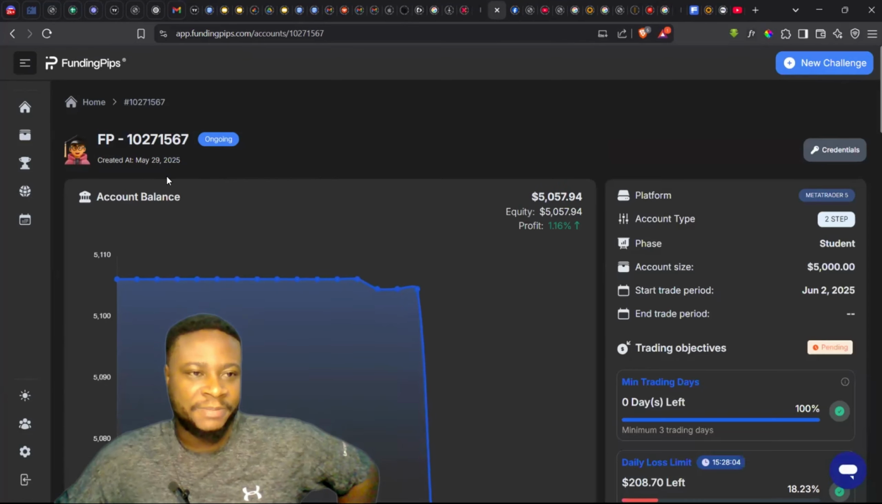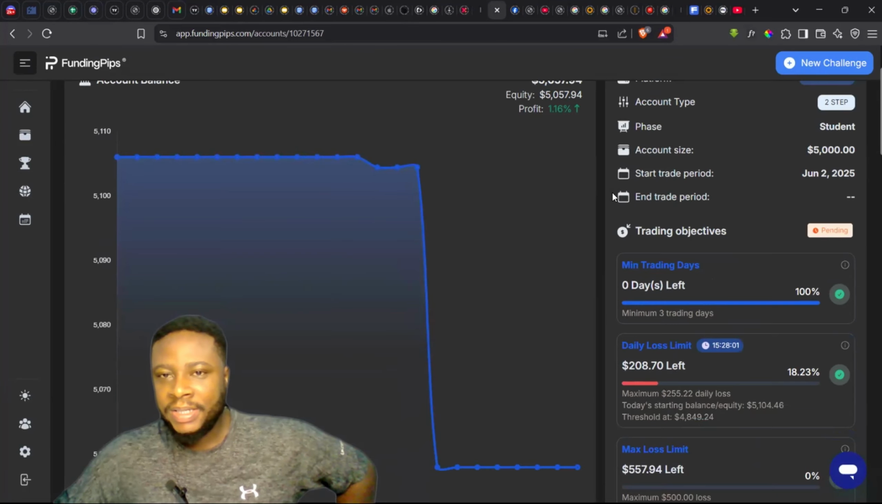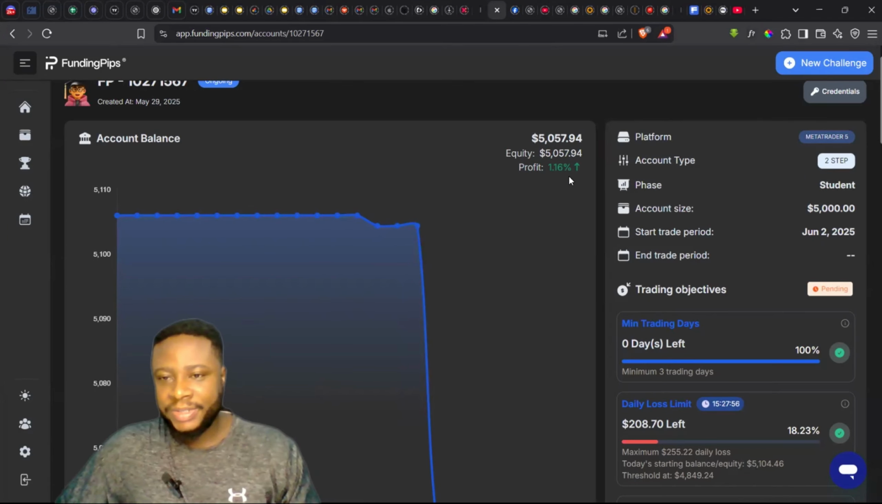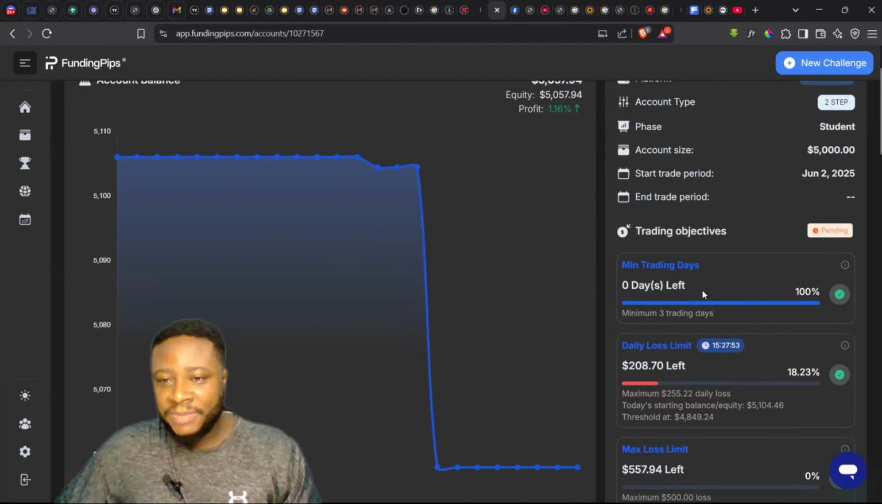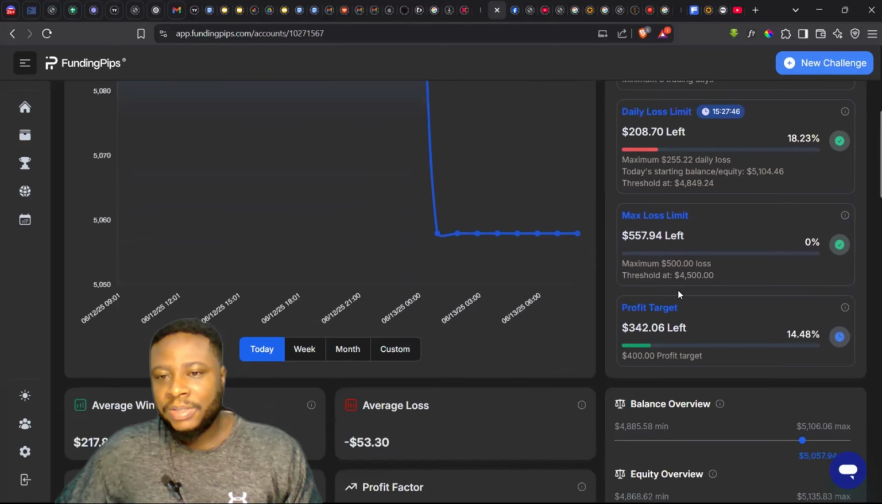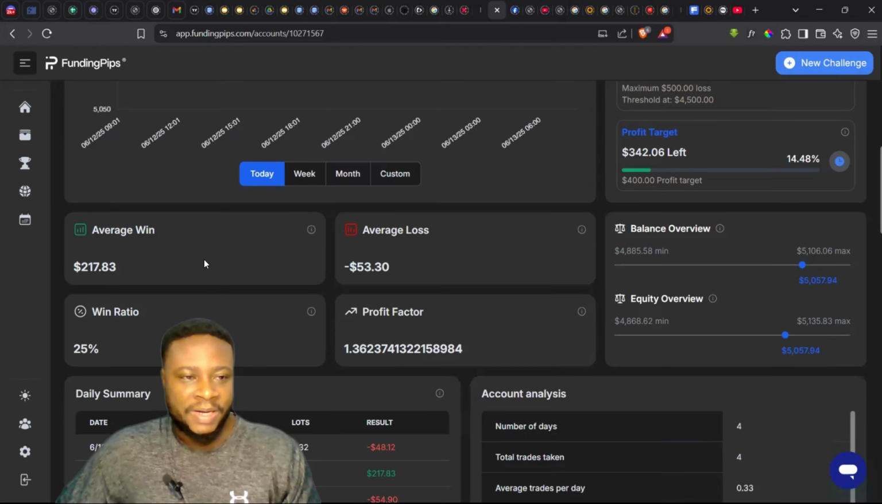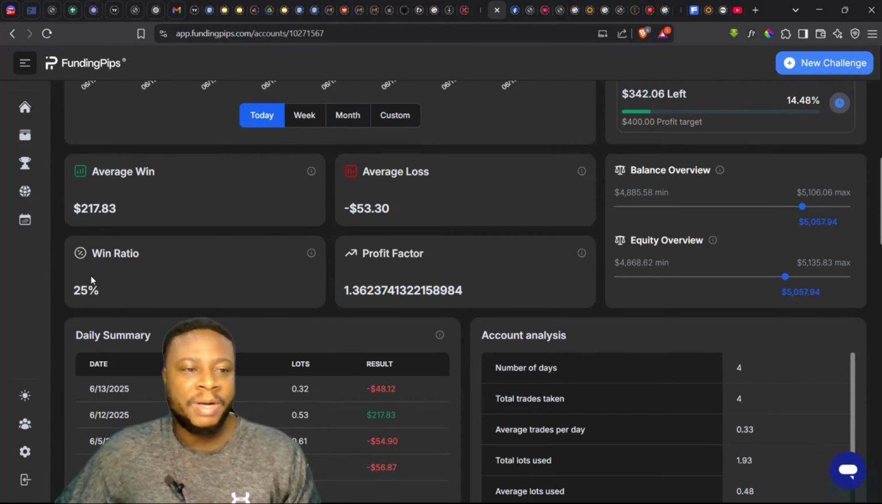So this is my funding peak dashboard. As you can see, I'm currently up 1.16% on the account, and I've passed the minimum trading days, which is 3 days. So I've traded for more than 3 days. My profit target is $400, so I still have to make $342. Average win is $217, since I just had one winning trade, and my average loss is $53. So currently my win ratio is 25%.